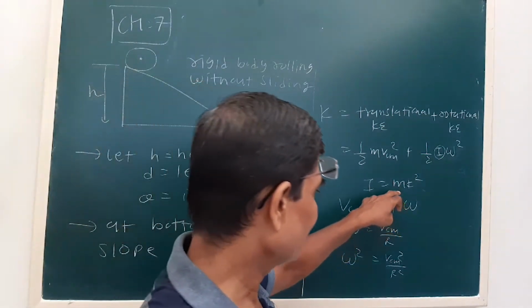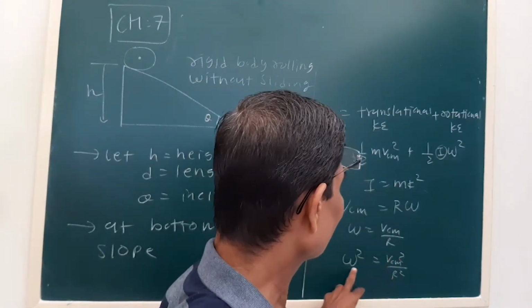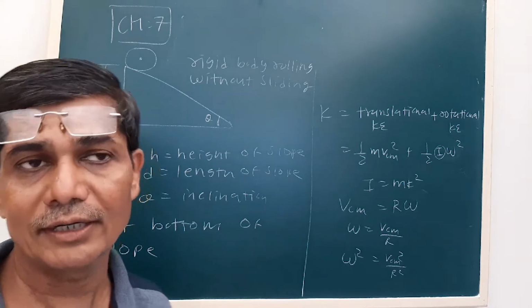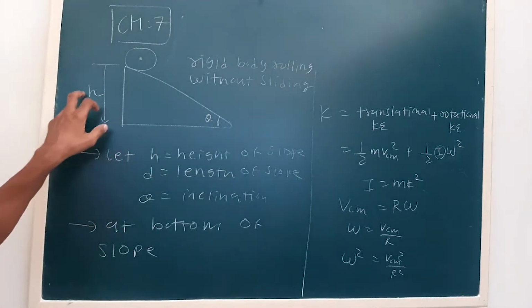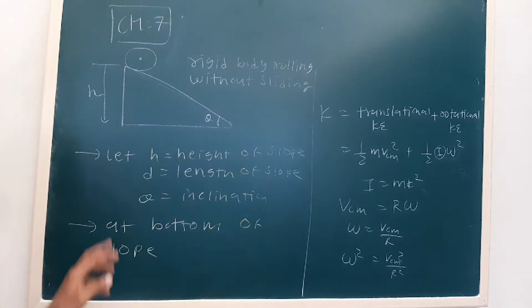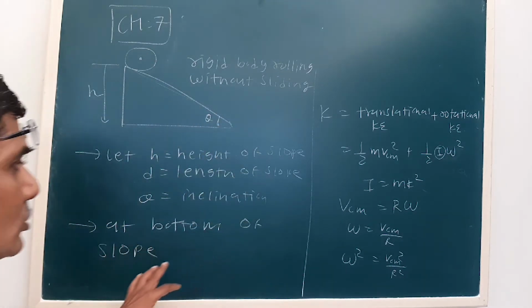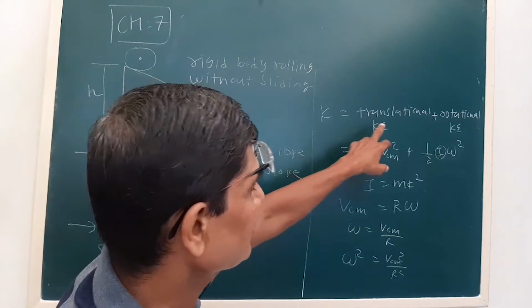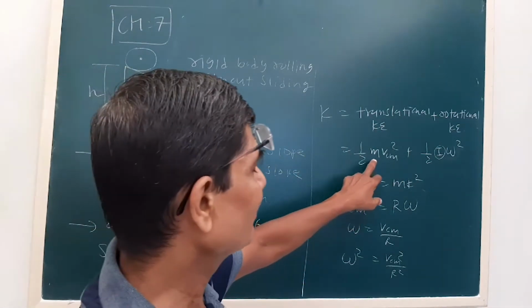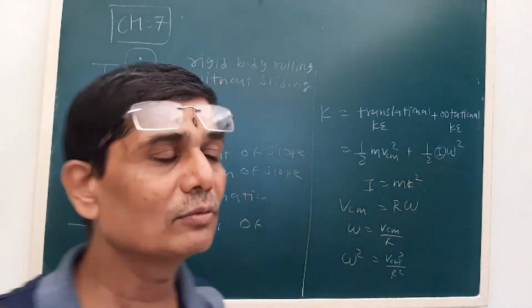I is equal to mk square, and omega square will be VCM upon R, squared. Now here we assume the rigid body rotates about its center of mass. See, h is the height of the slope. Let us say d is the length of the slope, and theta is the inclination. At the bottom of the slope, the total energy is translational kinetic energy plus rotational kinetic energy. That is 1 by 2 m VCM square plus 1 by 2 I omega square.